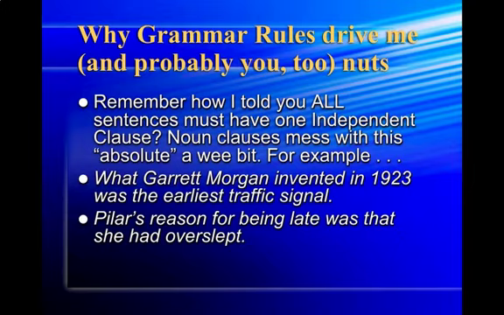Look at the bullet: what Garrett Morgan invented. What Garrett Morgan invented in 1923 was the earliest traffic signal. Okay. I see one verb, invented. Who invented? Garrett Morgan. I see another verb, was. Now, what's the subject of was? Think about that. I'm going to pause to let you look around here.